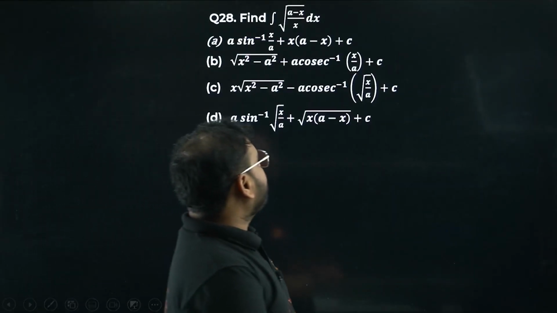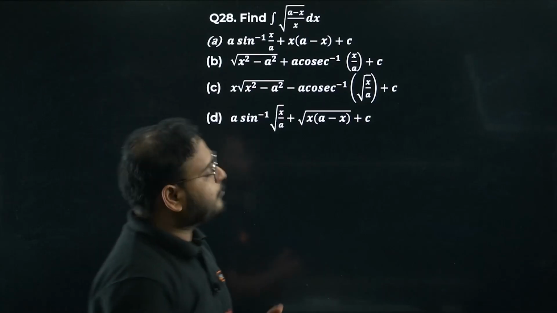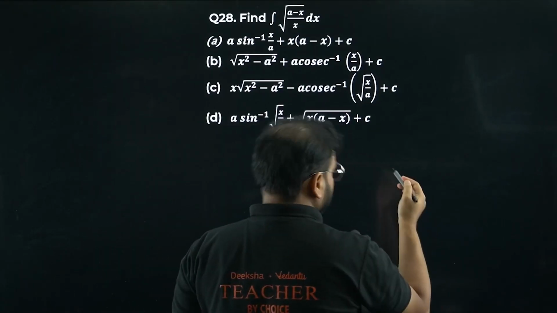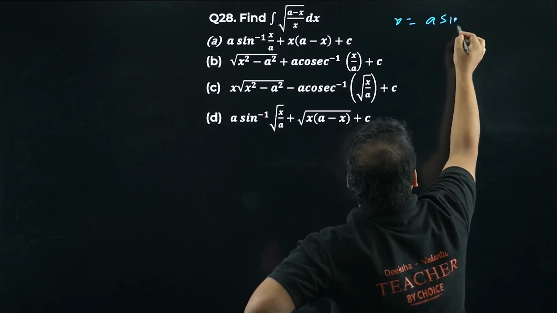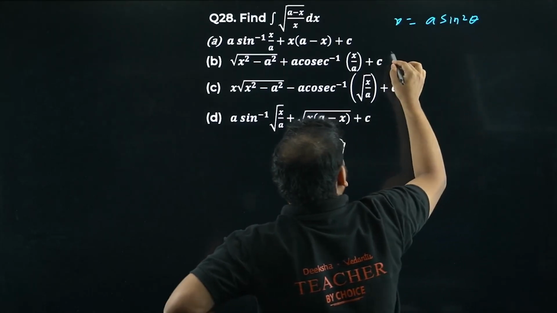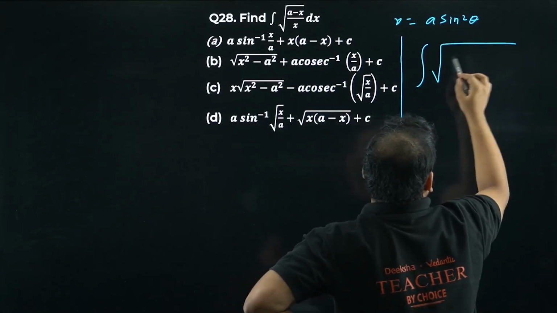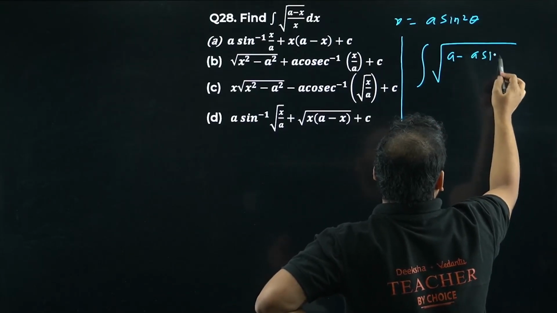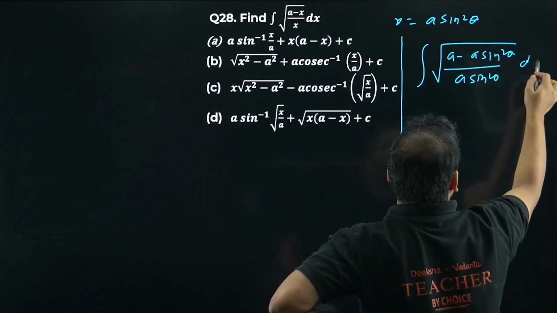Find integration of root of (a minus x) upon x. Okay. How do you solve it, sir? Of course, you have to apply substitution. Okay. So take here x as a sine square theta. Now check this out. You'll have this integration as root of a minus a sine square theta upon a sine square theta d theta, right?